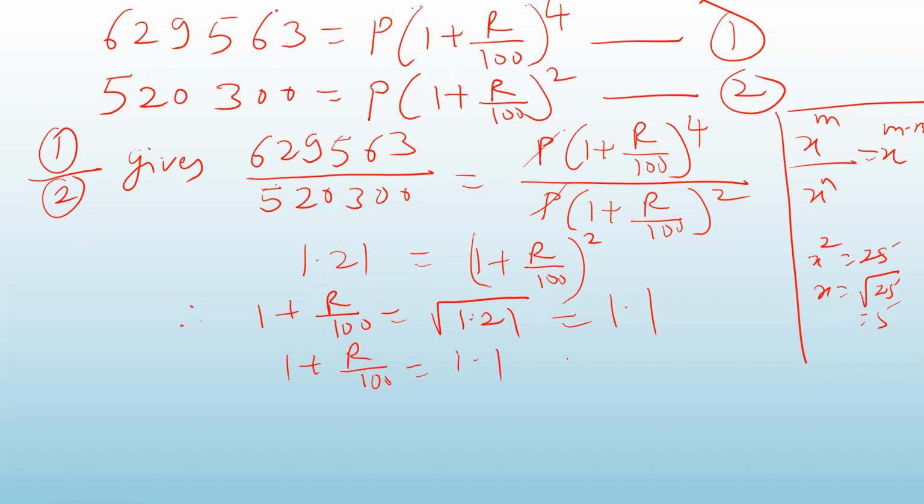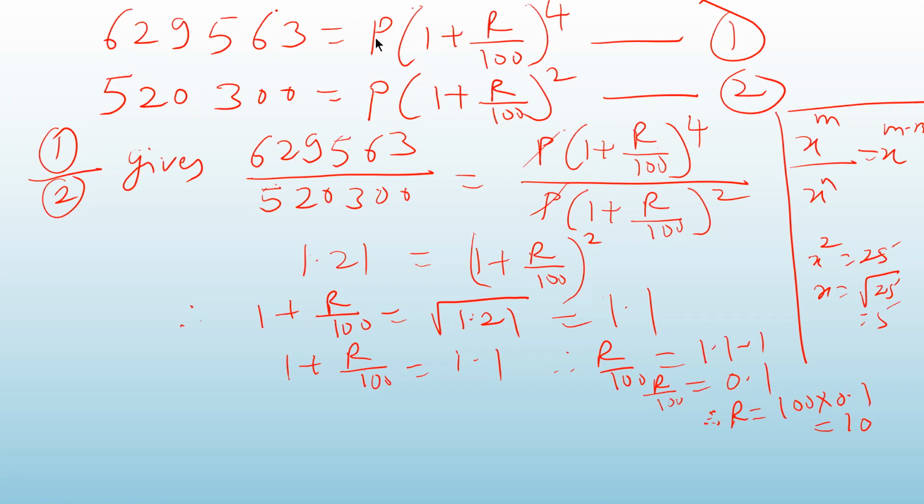What will be the value of, therefore, what is r upon 100? Shift the number 1 to the other side. So you will get 1.1 minus 1, which is 0.1. So r upon 100 is 0.1. So what will be the value of r? It will be 100 into 0.1, which is 10. So you got the rate of interest as 10% per annum. Okay. So you got the value of r.